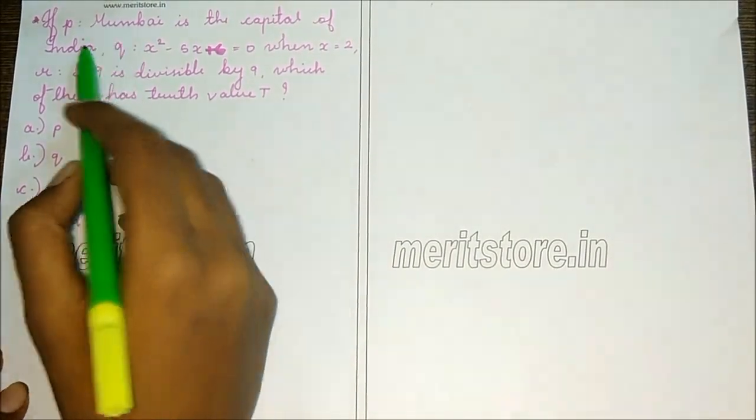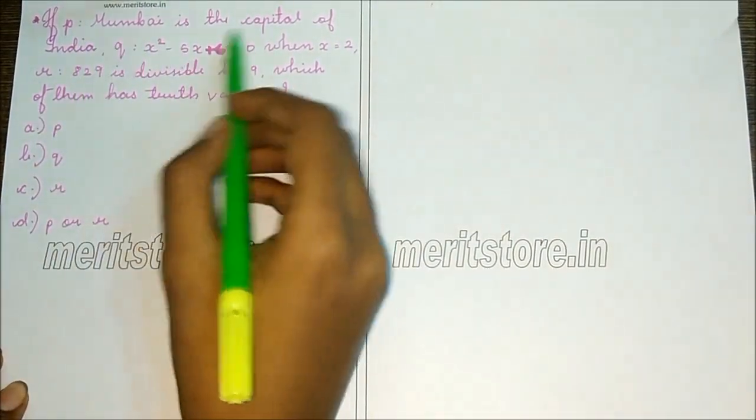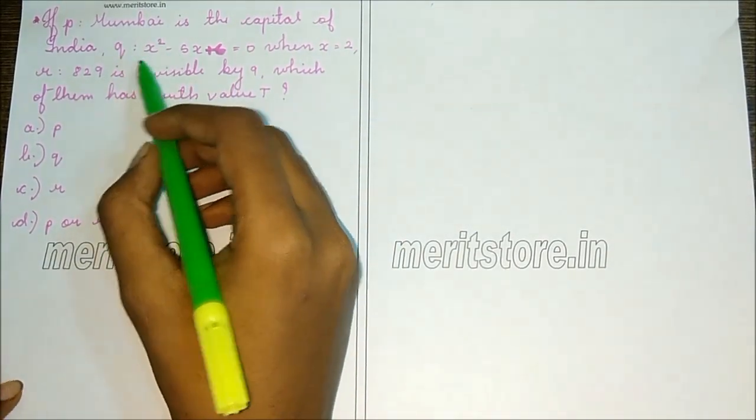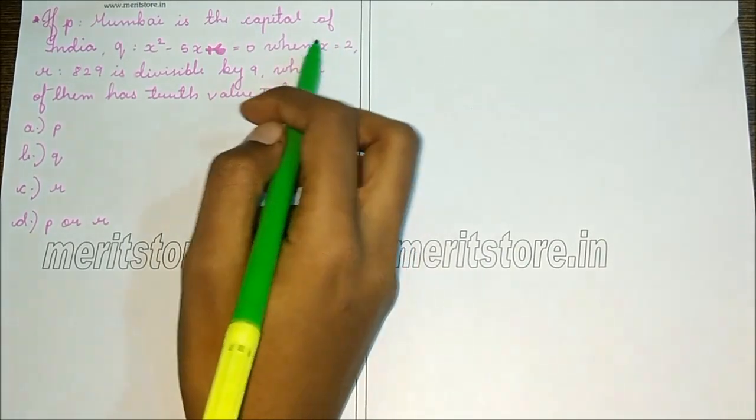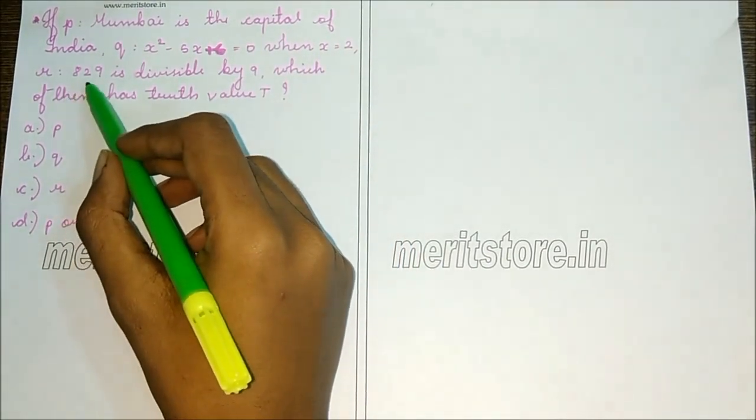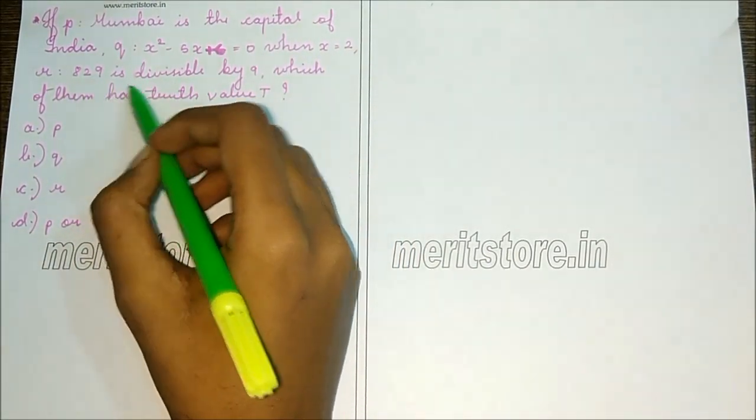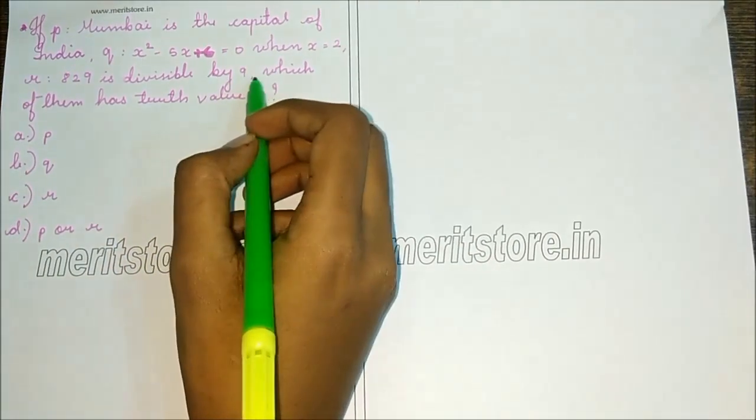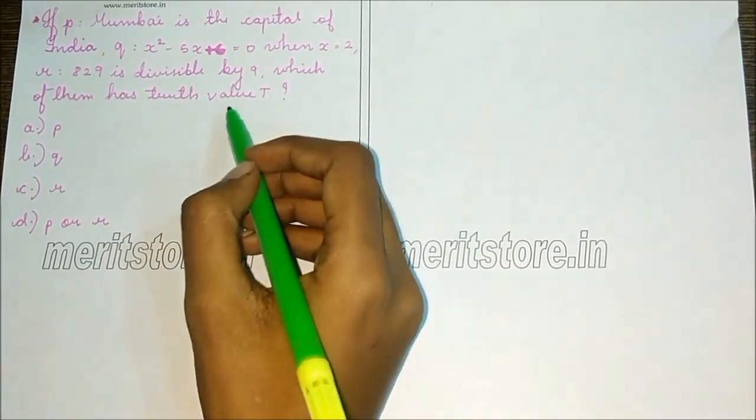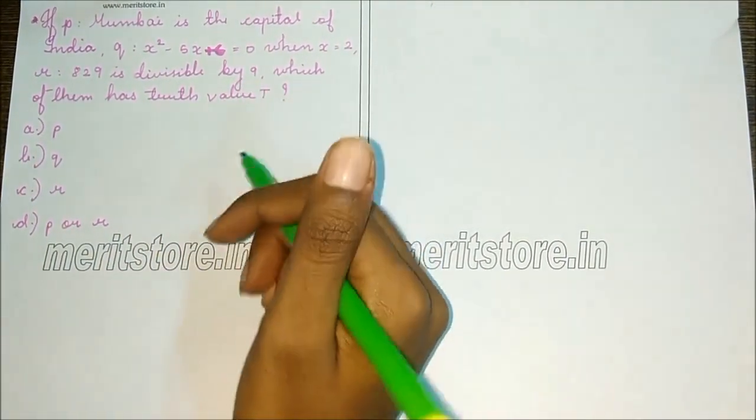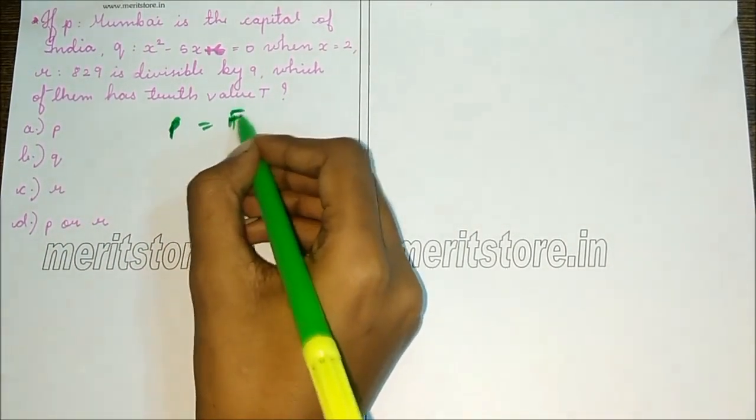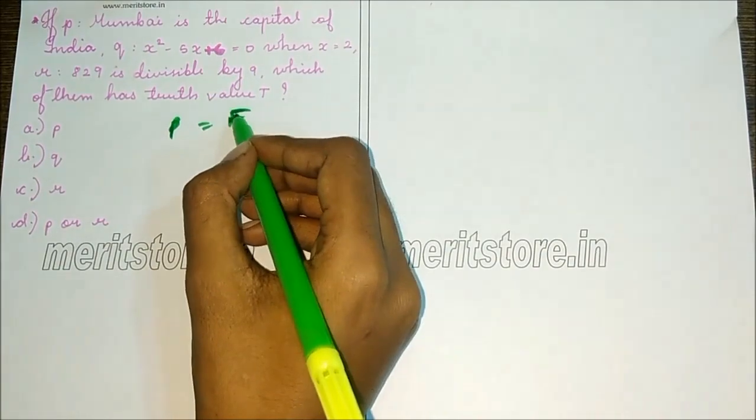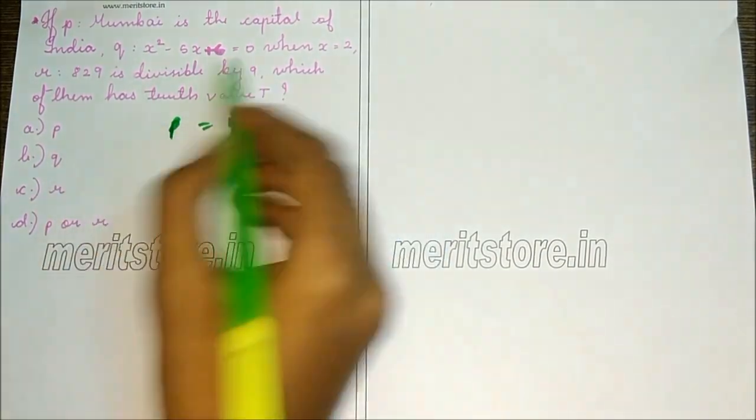Next question is, statement P is Mumbai is the capital of India. Q is x square minus 5x plus 6 equals 0 when x equals 2. And statement R is 829 is divisible by 9. So we have to find the statement which has a truth value of T, that is true. So first let's check P. P is obviously false since capital of India is Delhi.